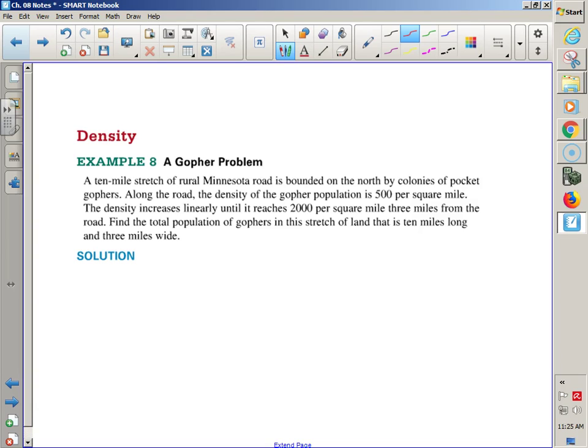This is an integration, is that change? It's integration, it's accumulation. How do we find gophers? Oh, we just integrate gophers per square mile. No. It's 2,000 per square mile, right?